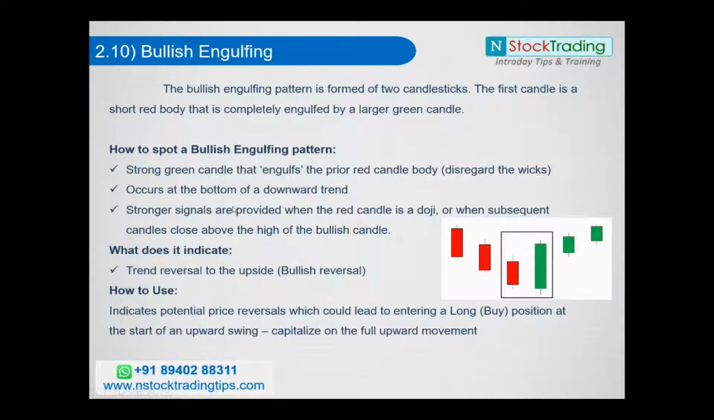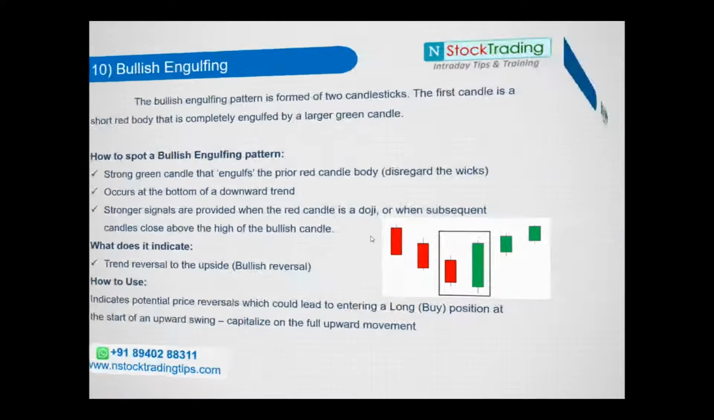There's one point. If this red candle is a doji and we are being engulfed, it means the signal is very strong here for a buy. And also if you wait for the next candle and it closes higher than this green, bigger candle, it means the signal is very strong for buy.